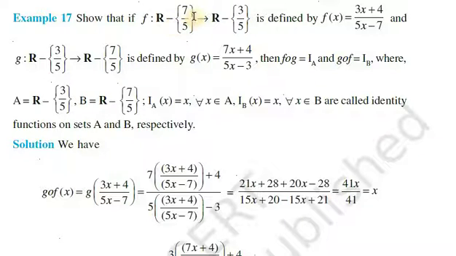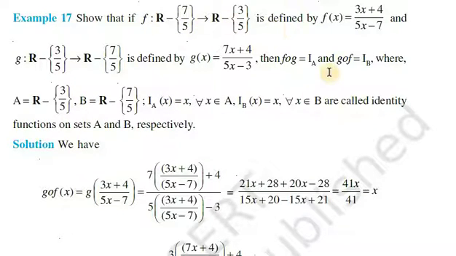The function f is given by this, and g is a function from the set R minus 3/5 to R minus 7/5, given by this. Then we have to show that g of f is I_A and f of g is I_B, where A is this set and B is this set.